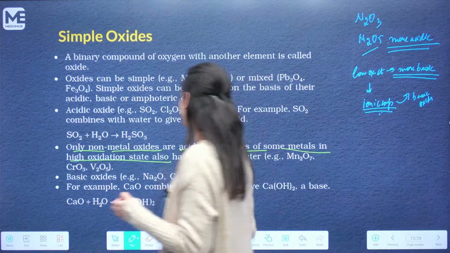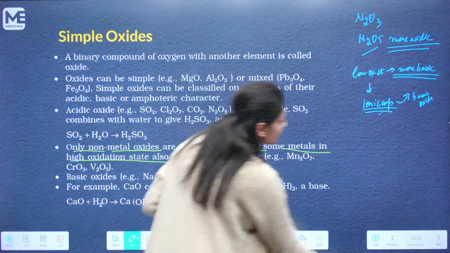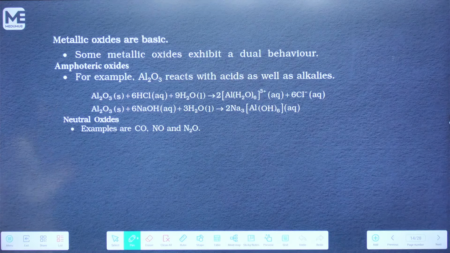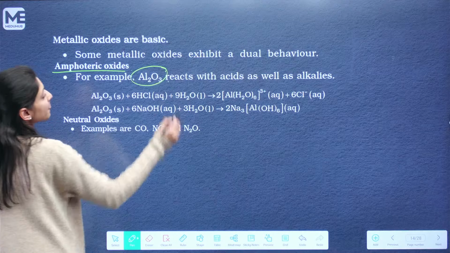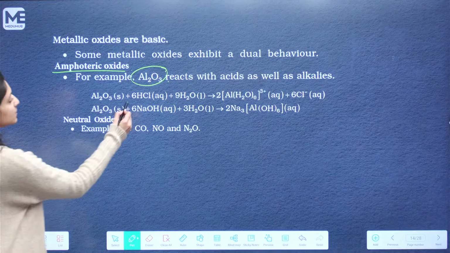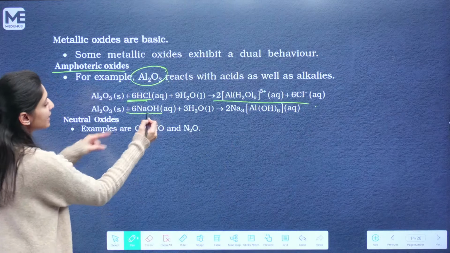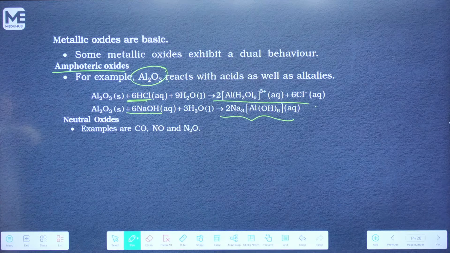All right. Apart from acidic and basic oxides, we have amphoteric oxides. Amphoteric oxides show the properties of both acidic oxides as well as basic oxides. That means they react with both acids and bases. So an example of an amphoteric oxide is Al2O3. Al2O3 reacts with acids like HCl, and it also reacts with bases like NaOH. Alright, so this is an amphoteric oxide.